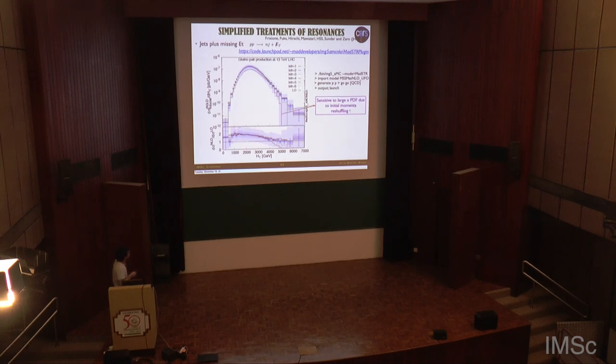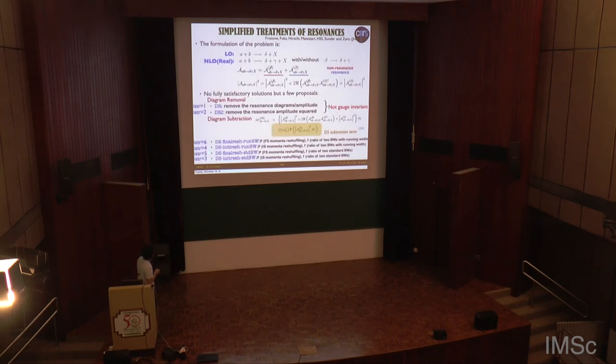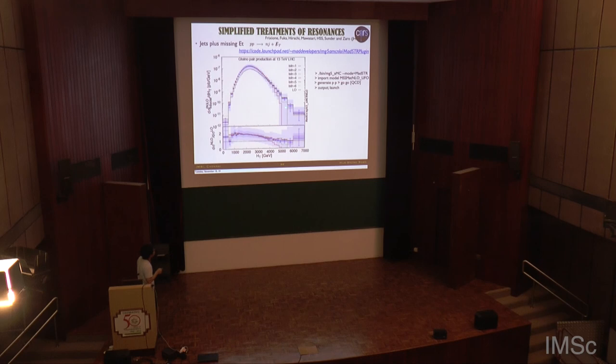So for example, if you see in the tails, I think the red is ISTR4 and the green is ISTR3. It's initial state momentum reshuffling, 3 and 4, okay? This case has an apparently large deviation at the tail of HT, right? So what happens here? The reason is if you do the initial momentum reshuffling, you also need to change your partonic luminosity, that changes your PDF things.